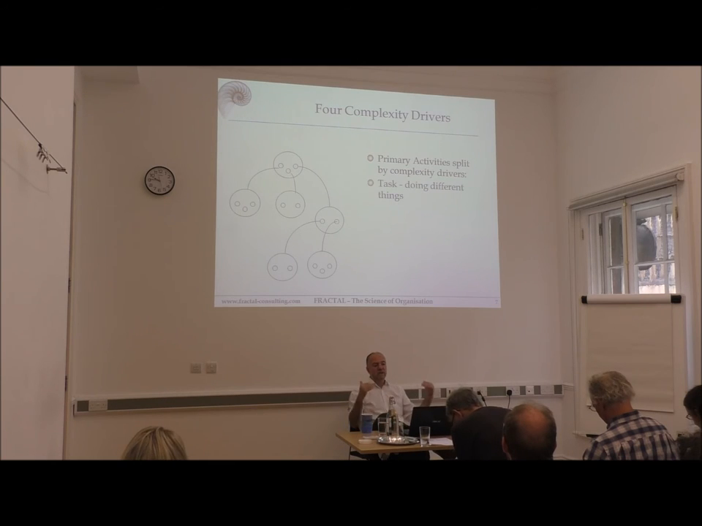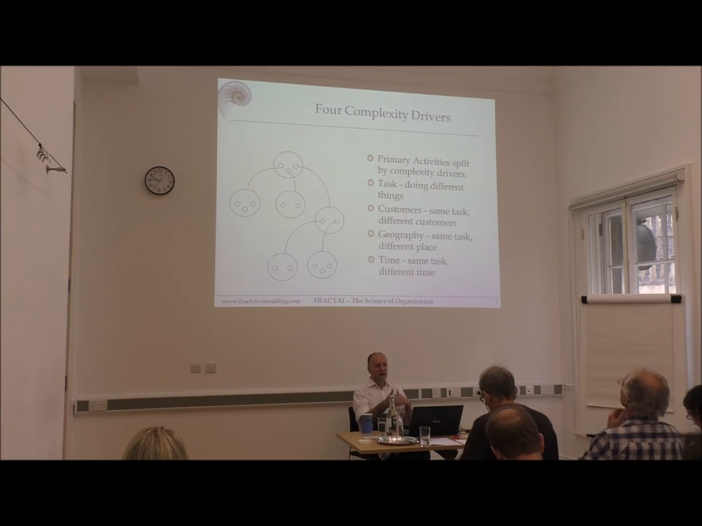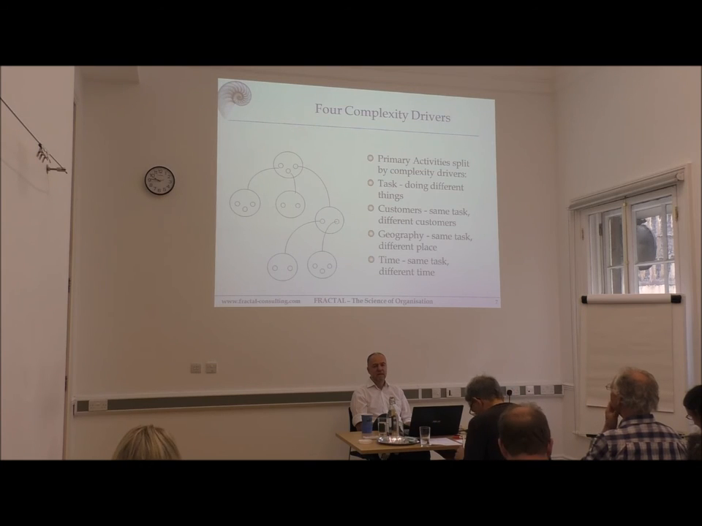So we break organisations down either by doing something different tasks, or by different customers, or different geography, or different time. And the order in which those different types of complexity are structured makes a massive difference to how the organisation works, and what it's good at, and what it's bad at.